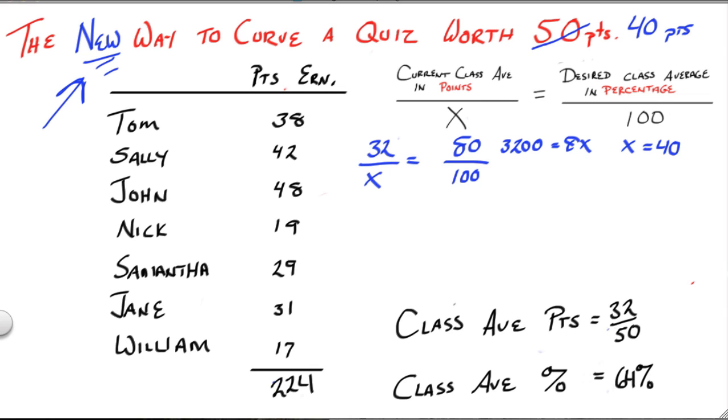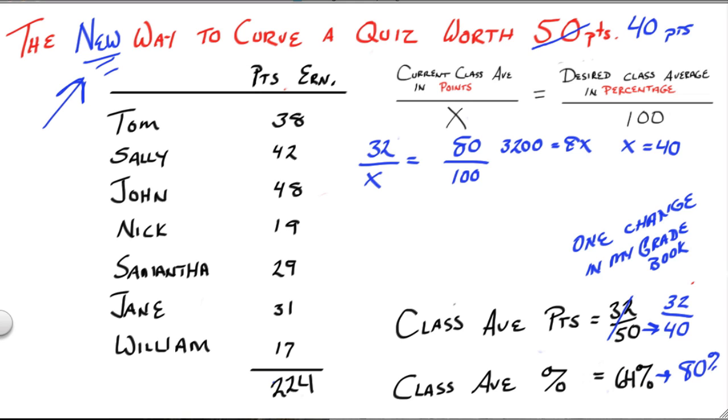So if I go down here and change this, I'm not changing any individual scores. I'm changing just one number. I change 50 to 40. Just one change in my gradebook. That, if you divide 32 by 40, equals 80%.